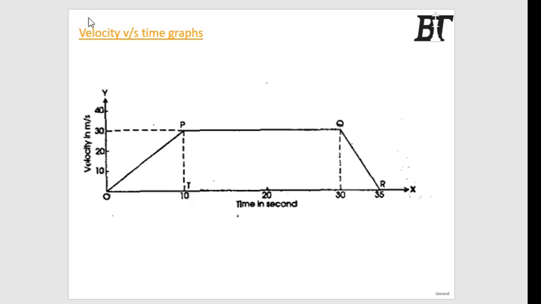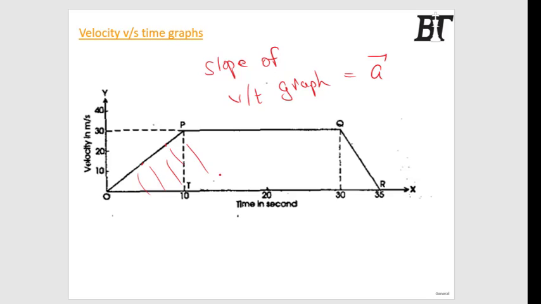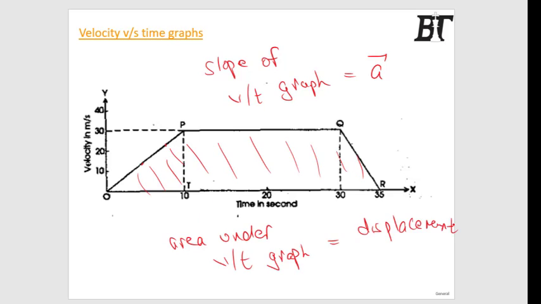Next is a velocity time graph. I'm sure all of you would be knowing that a slope of vt graph would give me acceleration, whereas the area under vt graph would give me displacement of the particle.